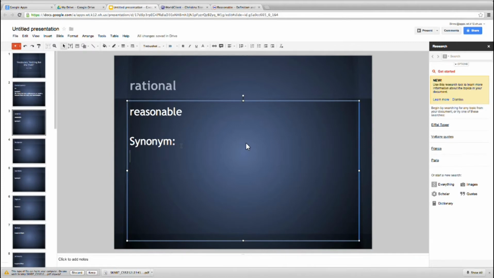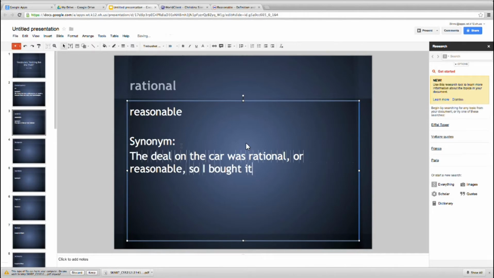Okay? What is something that can be reasonable or rational? A deal on a car or something like that. Oh, I like it. Okay. The deal on the car was rational. What do I need now? Or reasonable, comma, or reasonable, comma, so I bought it.